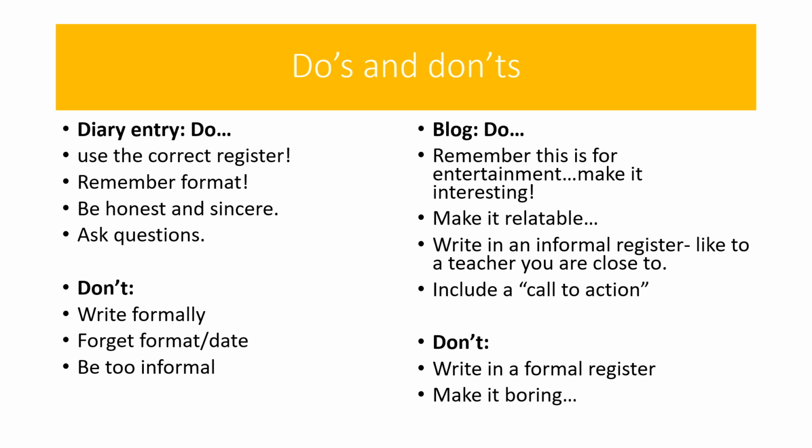Then the blog post do's. Remember, the blog post is for entertainment, so you need to make it interesting. Also make it relatable. The more people find a piece of writing relatable, the more chance of it going viral. Then write in an informal register, almost like to a teacher that you're perhaps close to at work or school. Then include a call to action. Draw in your audience, make them interested. Then don't write in a formal register and don't make it boring. This is for entertainment. People are only going to read it if it is interesting.